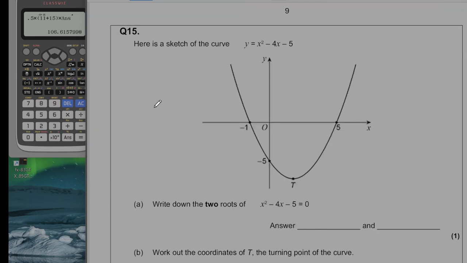Right, question 15. Here is a sketch of a curve. The curve is x squared minus 4x minus 5. Write down the two roots. So the two roots are where it crosses the x-axis. So we've got minus 1 and 5.